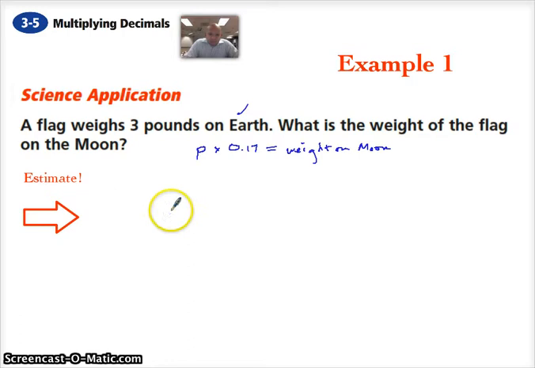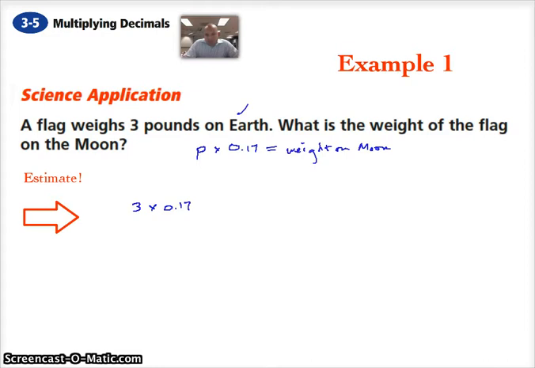So let's construct our problem here. Instead of the variable P, we're going to substitute 3 pounds times 17/100ths. That should give us what the weight is on the moon.